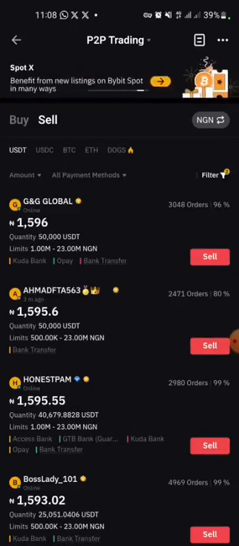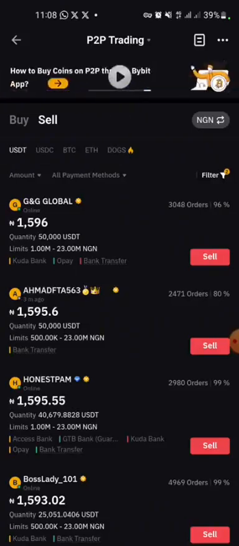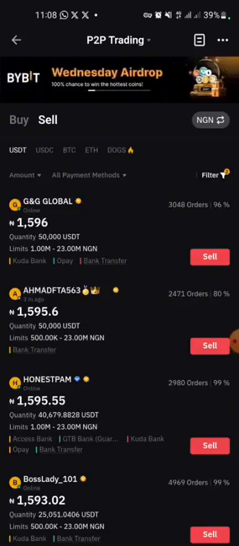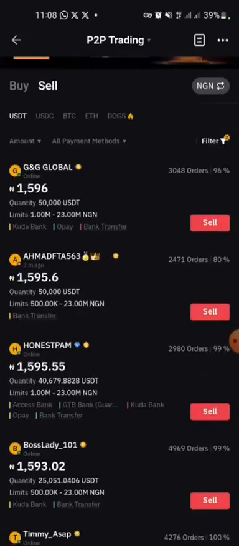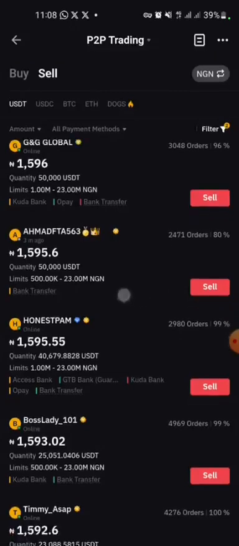Don't go with him if you are not trading up to 1 million naira. Let's say you want to trade 5 USDT, 5 USDT cannot amount to 1 million naira, so you skip all these ones. This one has 500,000 naira as the minimum in his limit, and 23 million as the maximum. That means you cannot trade with him if you are not trading up to 500,000 naira.